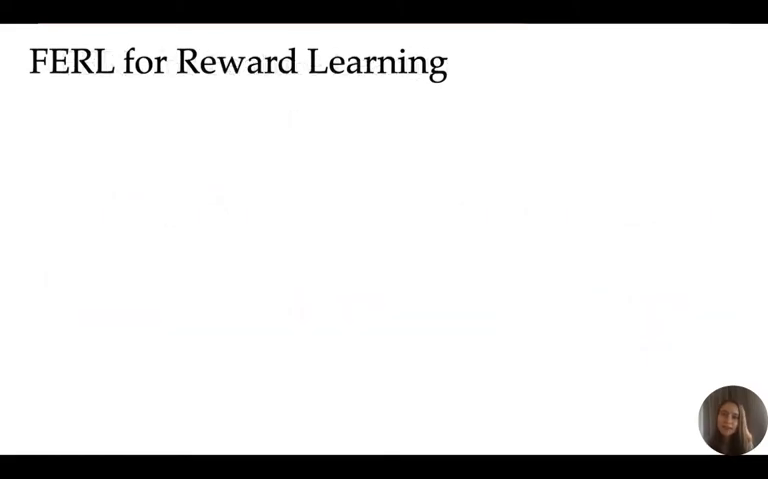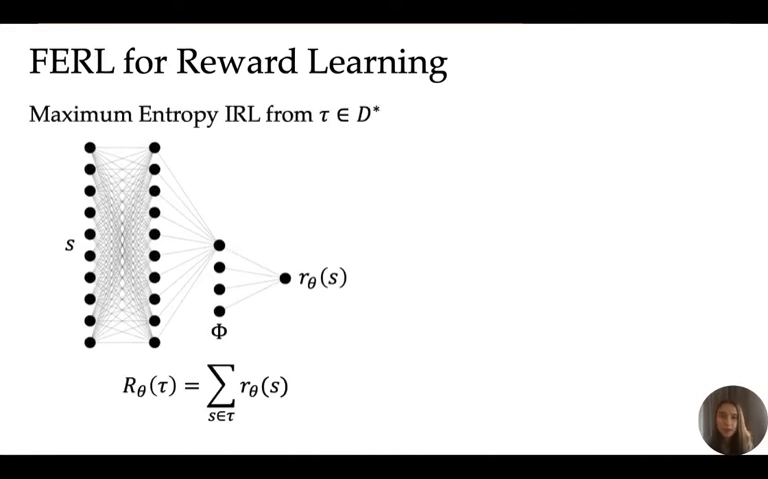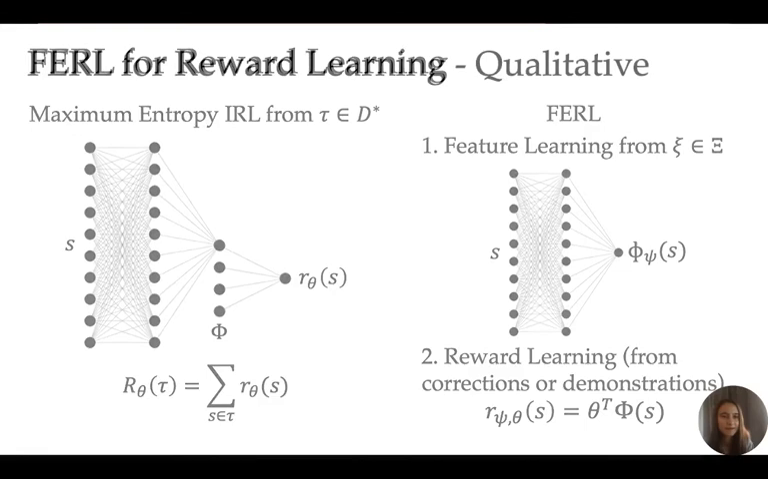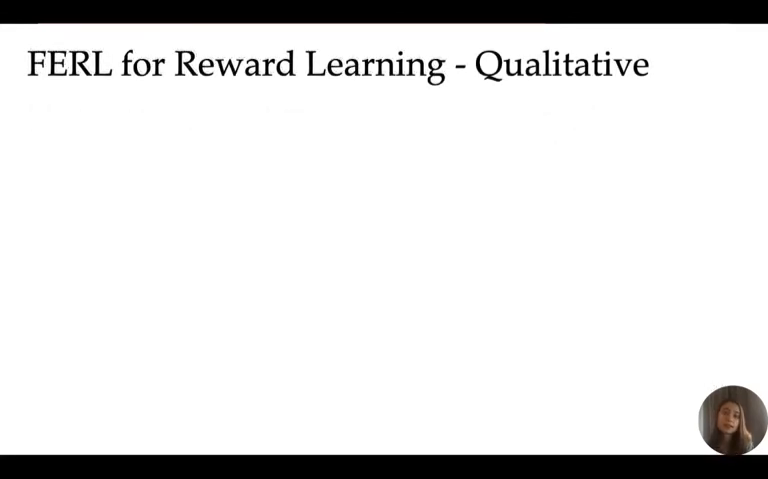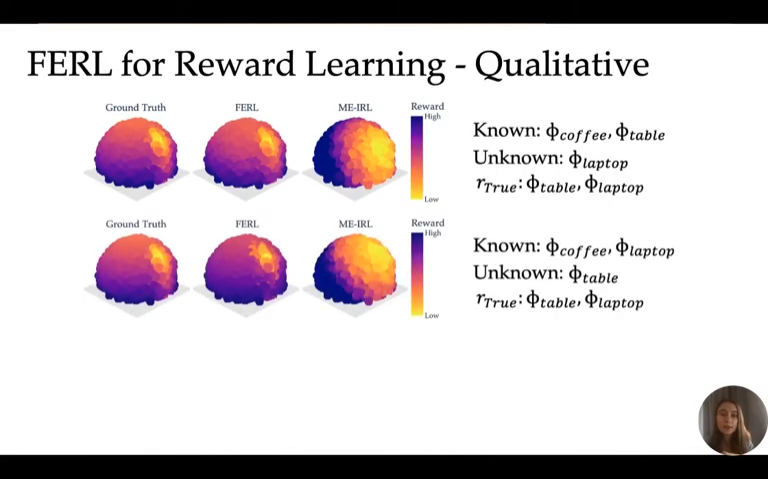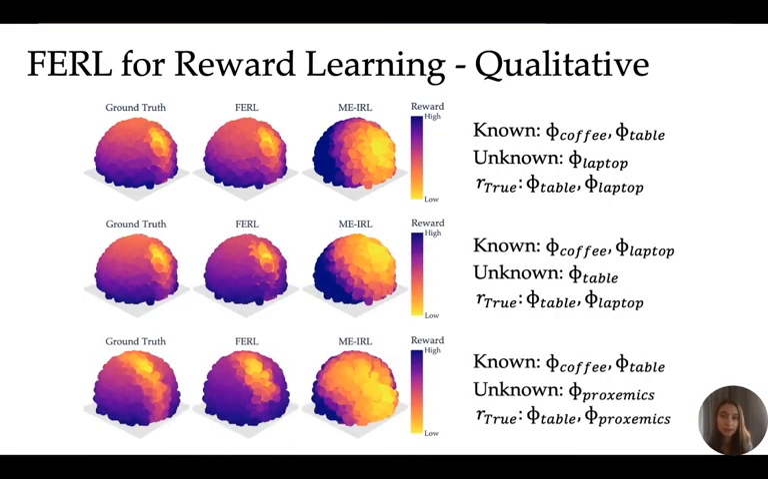Next, we tested FERL's efficacy for reward learning. We compared the previously mentioned DeepIRL baseline to our method, which first learns the features from the traces and then the reward from corrections. We tested 3 cases where the robot has access to 2 known features, and we varied which of the laptop, table, or proxemics feature was the unknown one. The true reward depended on a combination of 1 known and 1 unknown feature. In all of these cases, FERL is better able to learn a fine-grained reward structure than DeepIRL.